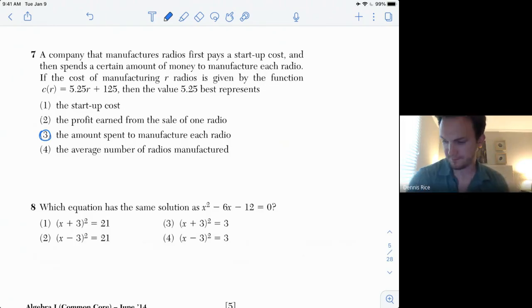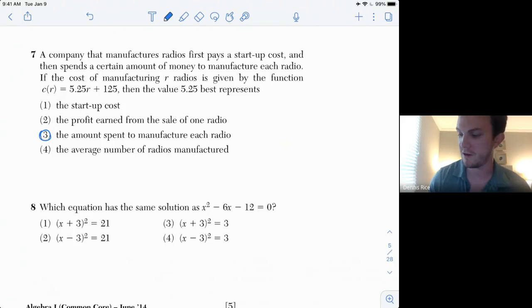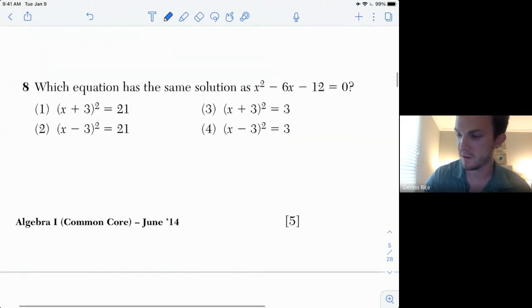All right, for number 8, we have x squared minus 6x minus 12, and it wants to know which equation has the same solution. So these are kind of annoying, and also kind of nice, in the sense that we don't actually have to solve this. It just wants us to do something to this equation and make it look like one of these things. What happened in number 8 pretty clearly was that someone completed the square, it's called.